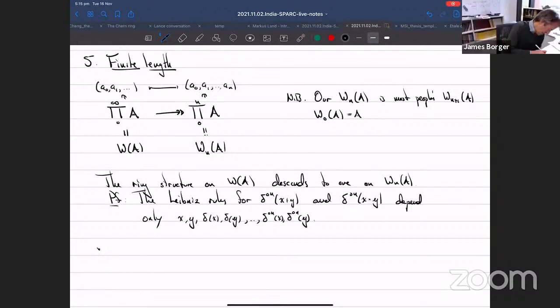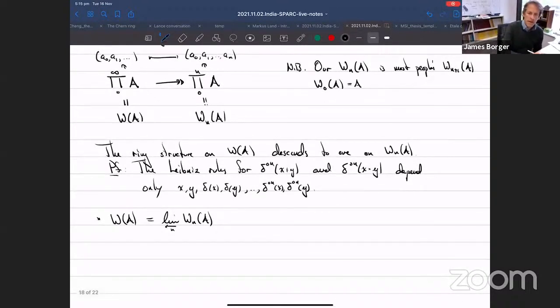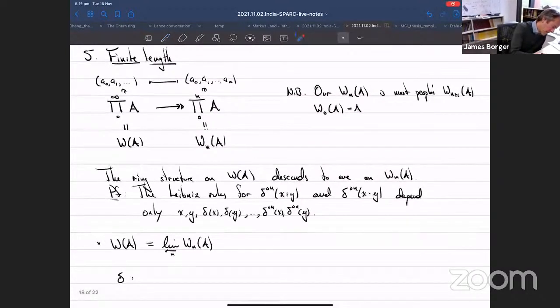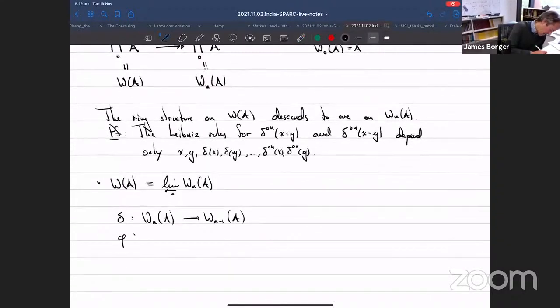Just a few obvious things. The ring of infinite length Witt vectors is just the projective limit of the finite length ones. If you like, just because that's true of products. These truncations are not delta rings. There is a delta operator if you like, but remember the delta operator just shifts components to the left. So you can shift the components, but you lose one length. So you have a well-defined operator like this. So the delta operator on the infinite length Witt vectors descends to one on the finite length Witt vectors, but it changes the length. And similarly, Frobenius does the same thing.